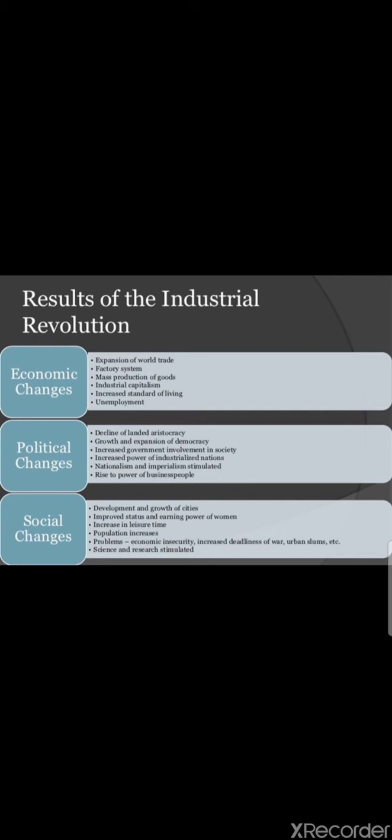Our last point is the economic impact. The Industrial Revolution led to the decline of small-scale industries and resulted in the rise of the factory system. The invention of machines threw a large number of workers out of their jobs and many became unemployed.